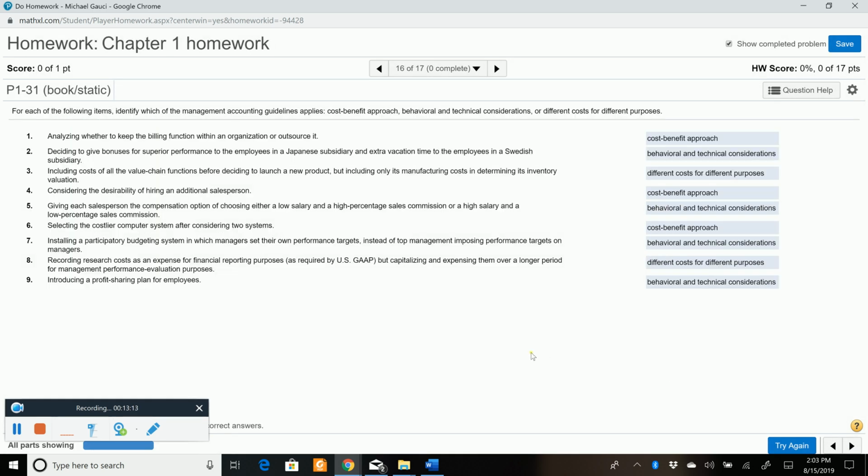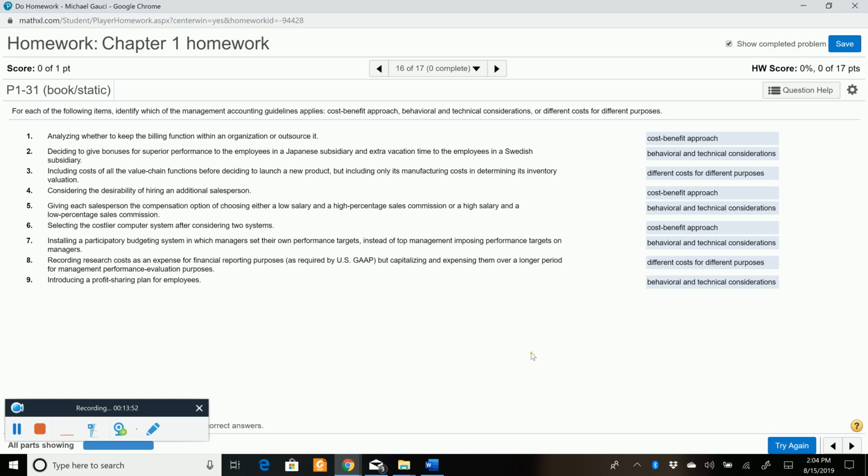Okay, in this next homework example, we're going to talk about managerial accounting guidelines. The managerial accounting guidelines that were discussed in Chapter 1 are as follows. We have 3. Number 1, cost-benefit approach, where we're deciding whether we should accept the additional cost because it's going to give us a bigger benefit than the cost. That's the cost-benefit rule. If the cost greatly outweighs the benefit, then we would decide against it.